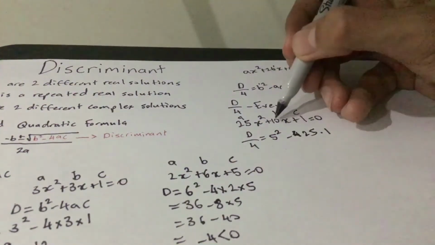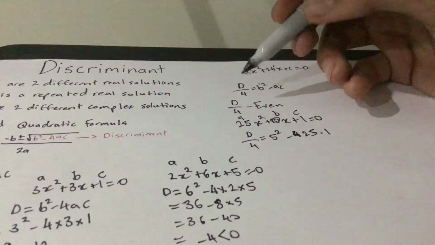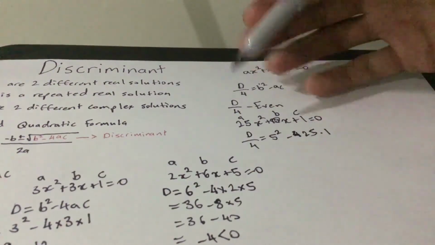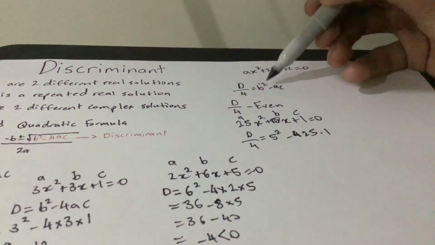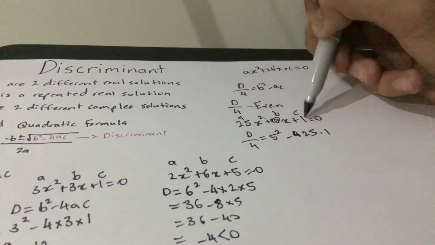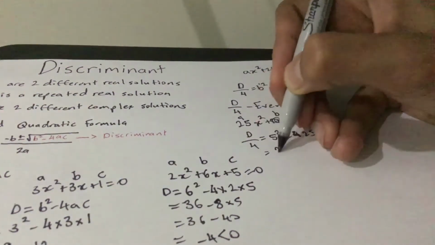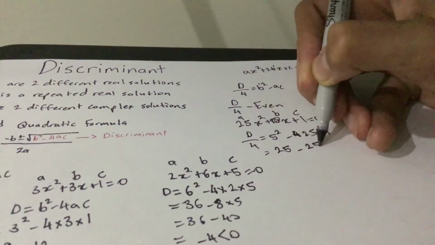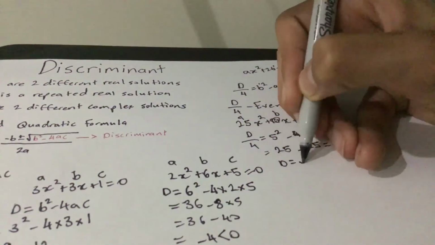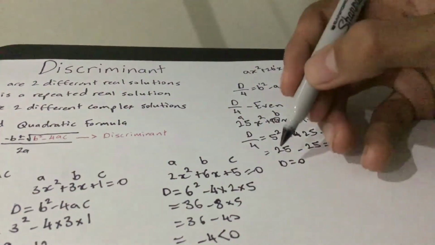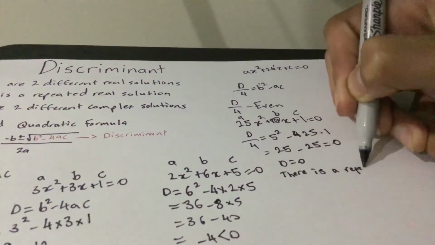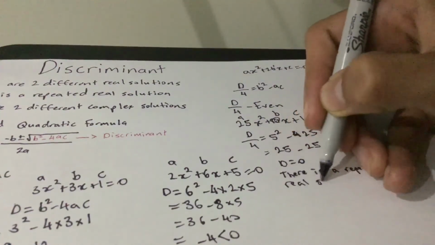Because I did b squared, so 5 to the power of 2, because I divide by 2 to get 5. And then I multiply it by itself again, using the formula. And then I did minus a times c. A is represented by 25, and then 1 is c. So 25 times 1. So 5 squared is 25 minus 25. This time, our solution is equal to 0, which means D is equal to 0. That means there is a repeated real solution.